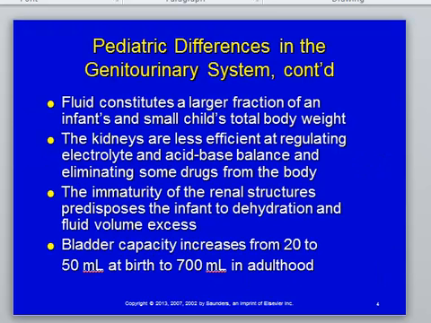Fluid constitutes a larger fraction of an infant's and small child's total body weight. The kidneys are less efficient at regulating electrolyte and acid-base balance and eliminating some drugs from the body. The immaturity of those renal structures predisposes the infant to dehydration and, of course, fluid volume excess. Bladder capacity increases from about 20 to 50 mLs at birth to about 700 in an adult.